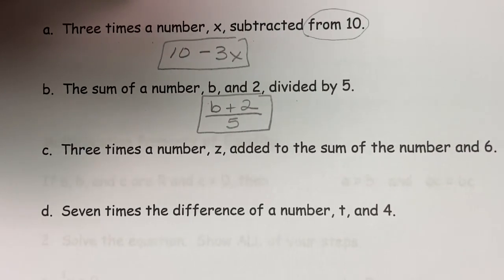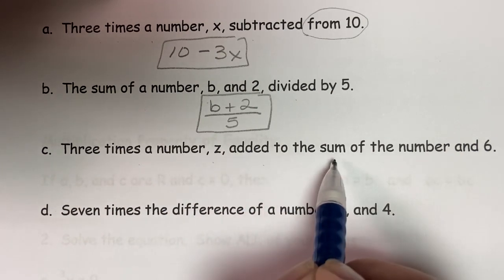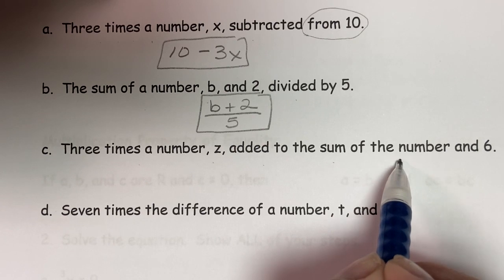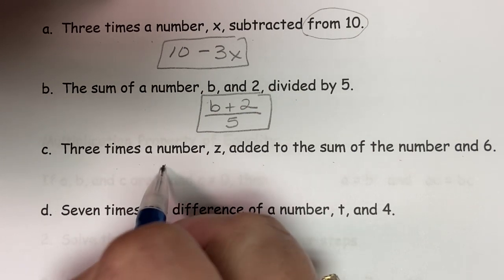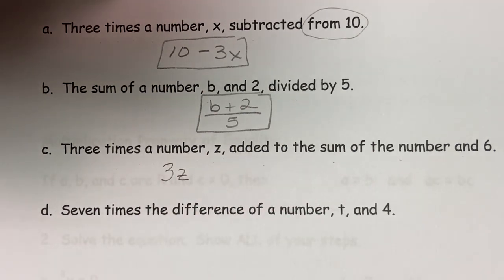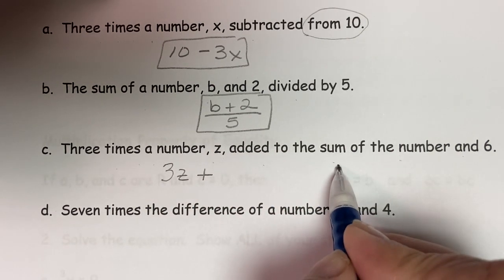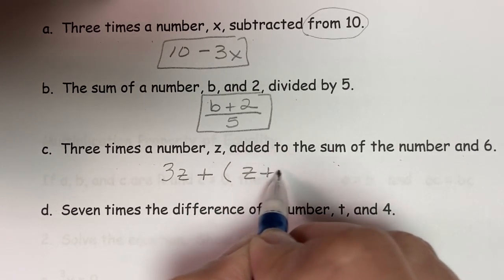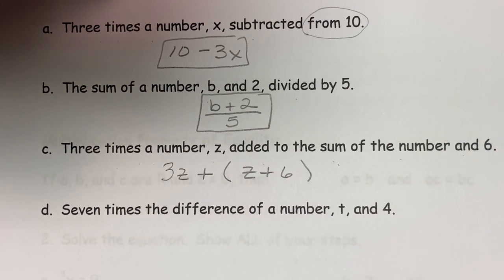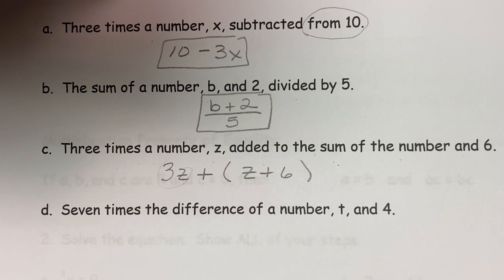Let's look at c. 3 times a number z added to the sum of the number and 6. So 3 times a number z, that would be 3z, and it's being added to the sum of that number and 6. So it's being added to the sum, so that would be z plus 6, and we'd have to put that in parentheses because this is being added to the whole sum of z and 6, which would be z plus 6.